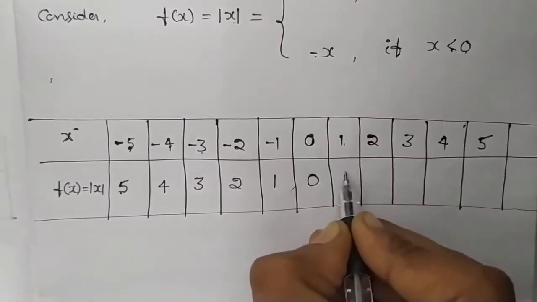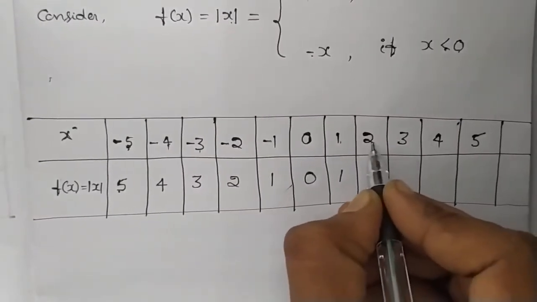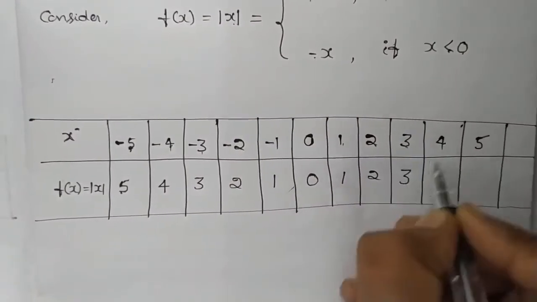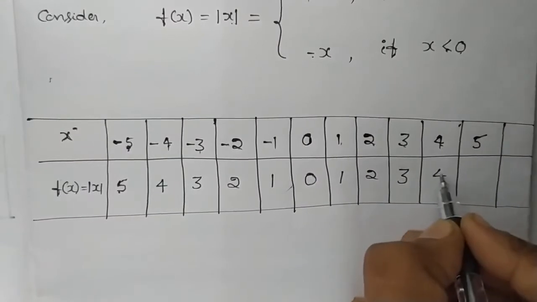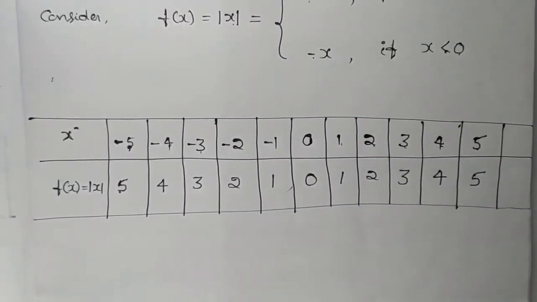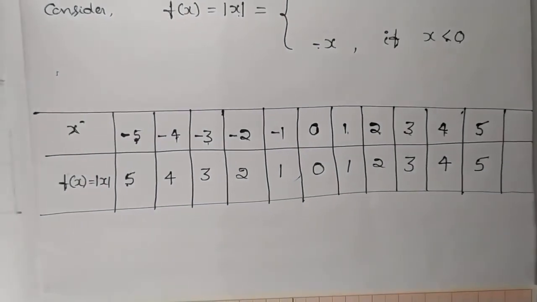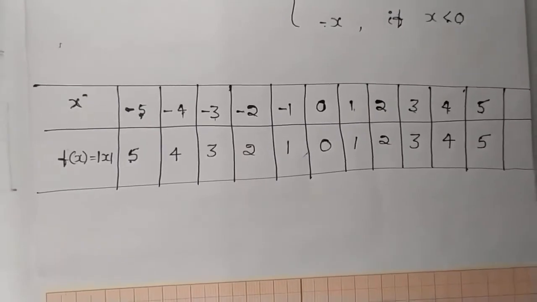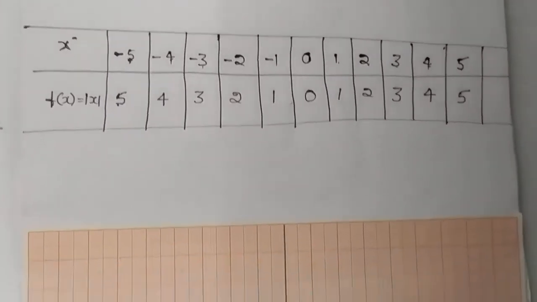Modulus of plus 1 is plus 1. Modulus of plus 2 is 2. Modulus of plus 3 is plus 3. Modulus of plus 4 is plus 4. Modulus of plus 5 is plus 5. Hence, it is the table for this function. Let us draw the graph for this modulus function.